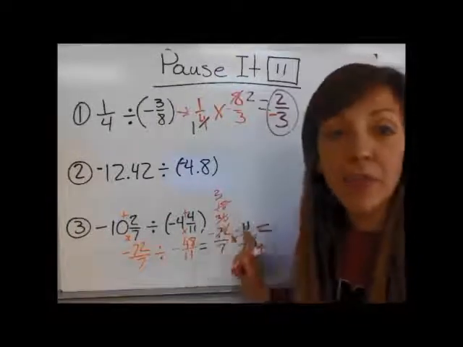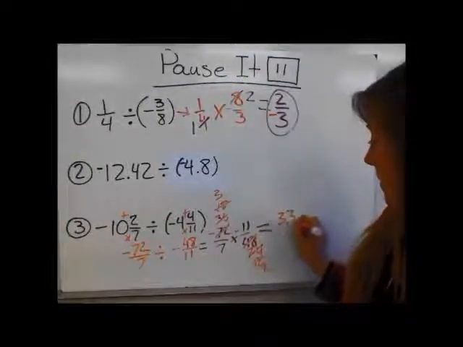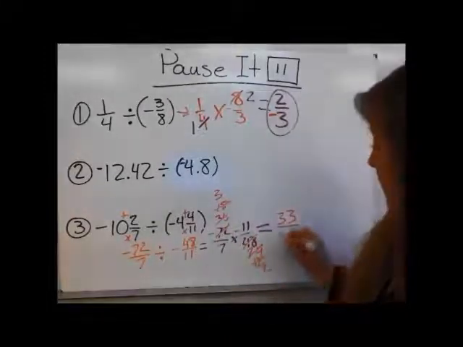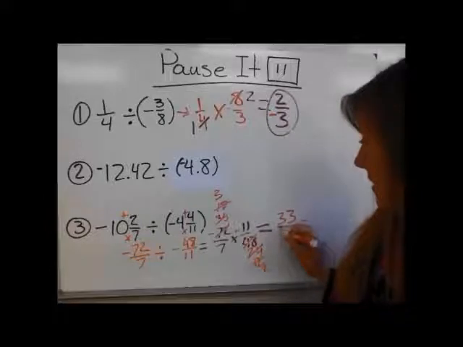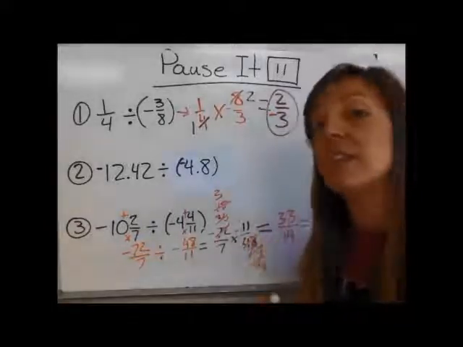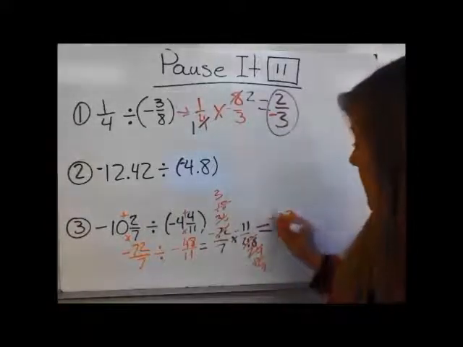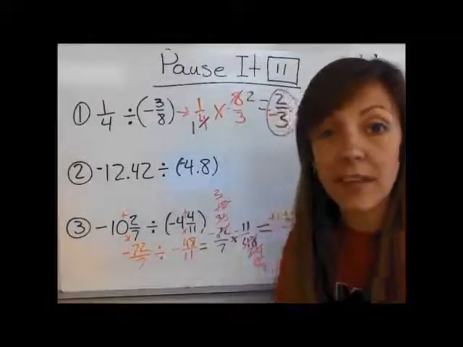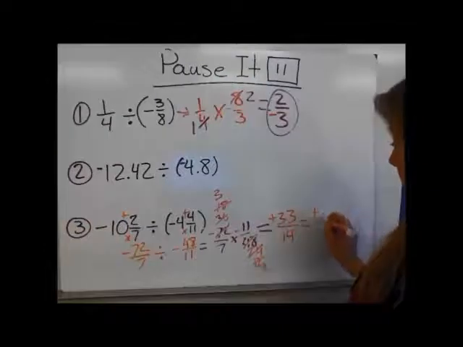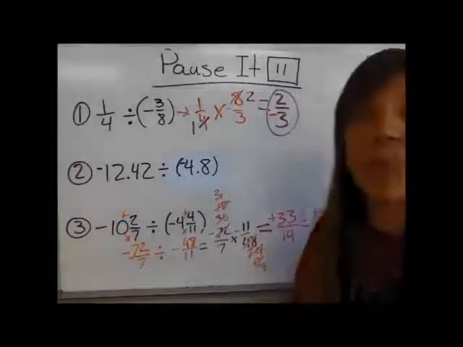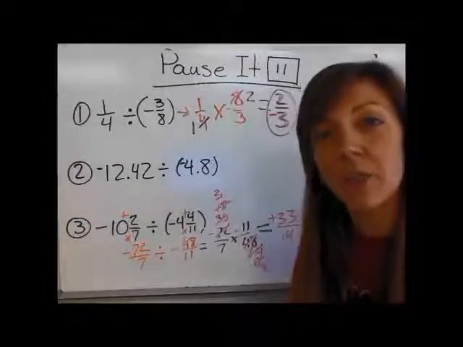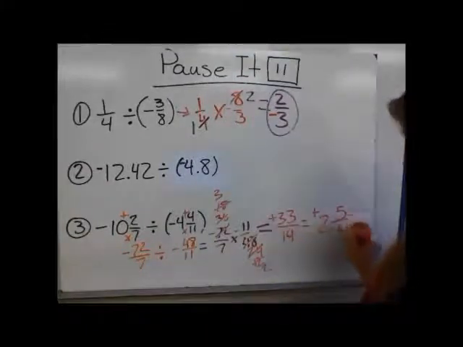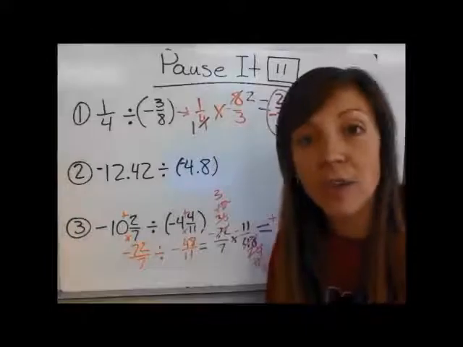So now I have 3 times 11, which is 33, and 7 times 2, which is 14. A negative times a negative is a positive, so I know my answer is going to be a positive. And 33 by 14 is going to be 2. That's 28. Now, 28 from 33 is 5, so I'll have 5 left over. 2 and 5 14ths.